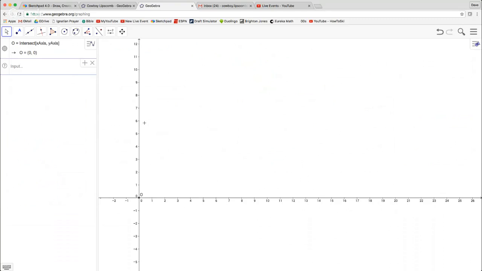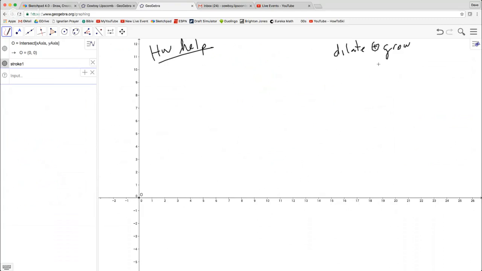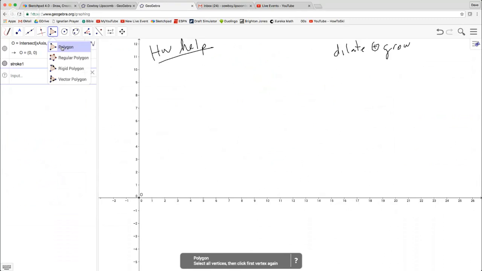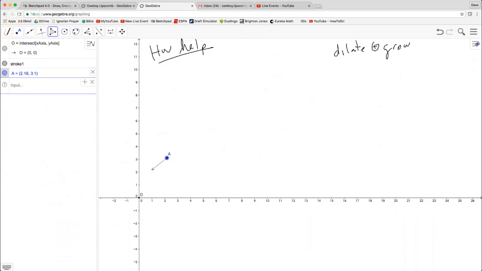Okay, now we're going to do another dilation, and we're going to grow it. We're going to dilate and grow. And this is your homework help. And we're going to choose a random object like a, let's see here.